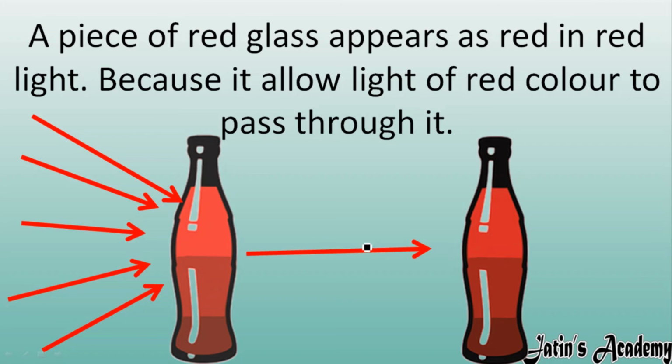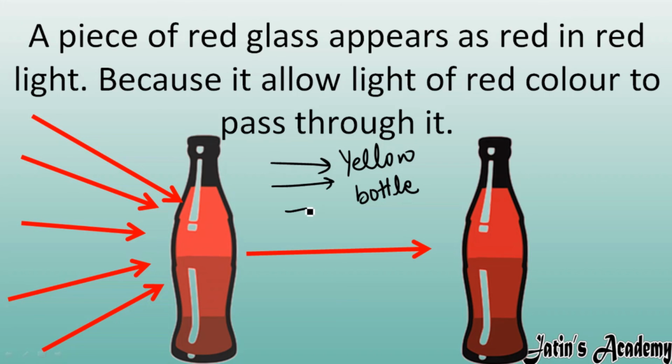Okay. Now one question is for you. If I have a yellow bottle, and I strike yellow light on it, tell me which color of the bottle you will see. Will you see it white, black or yellow? These are your options: white, black or yellow. Yellow bottle in yellow light. Which color of bottle will you see? It is your question. You have to write the answer in the comment box.